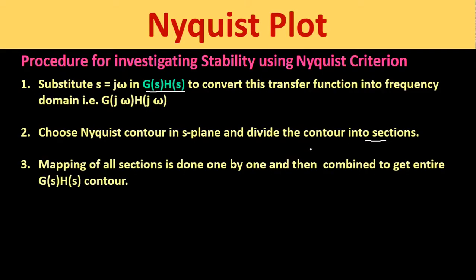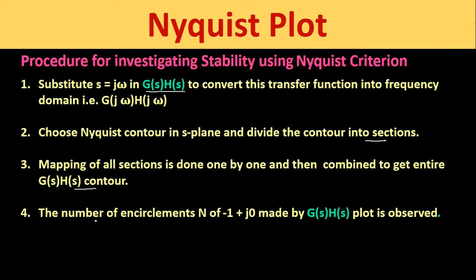Third point is that we have to take all the sections which we have divided and map all these sections one by one. Then we have to combine them to get the entire G(s)H(s) contour. Then fourth point is that the number of encirclements N of the minus 1 plus j0 point made by this G(s)H(s) plot is observed. That means we have to find out the number of encirclements of this minus 1 plus j0 made by this G(s)H(s) plot or the Nyquist plot.